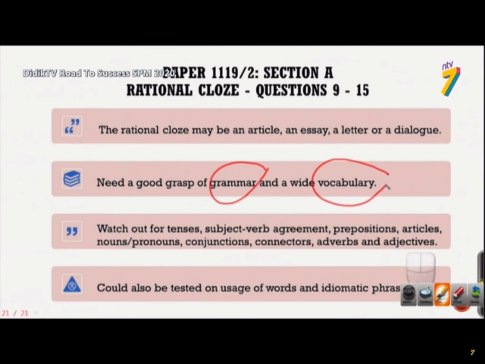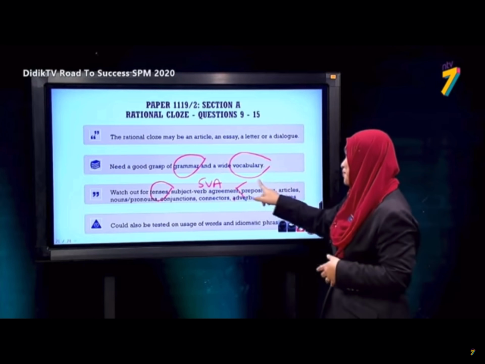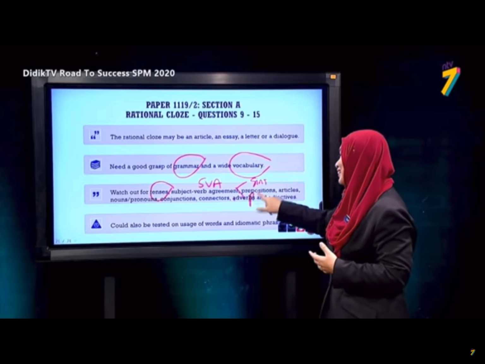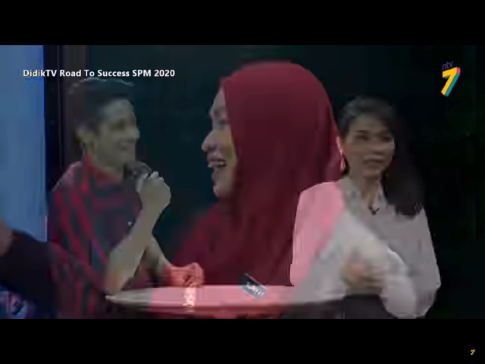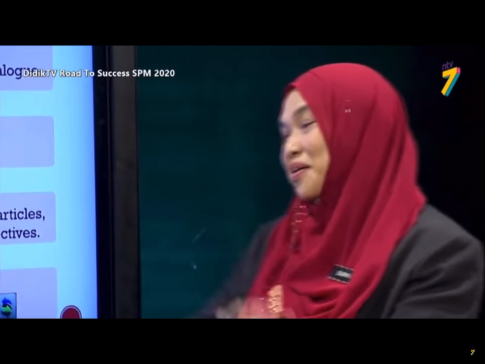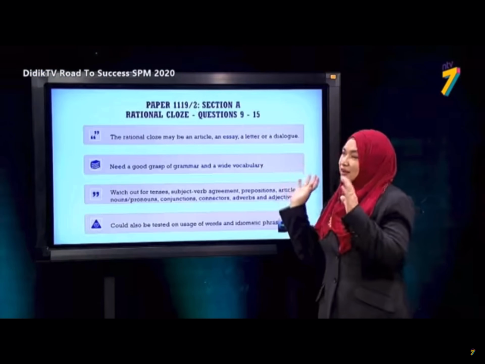Of course, here you have to know tenses and subject verb agreement. What does it mean by subject verb agreement? The grammar name is subject verb agreement, but the normal name that you know is singular and plural. This is the formal name, but we know it as singular or plural. We have prepositions, articles, and everything under grammar.